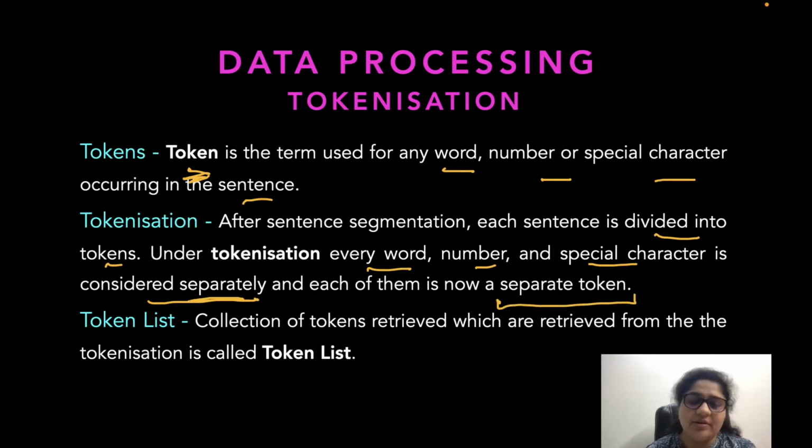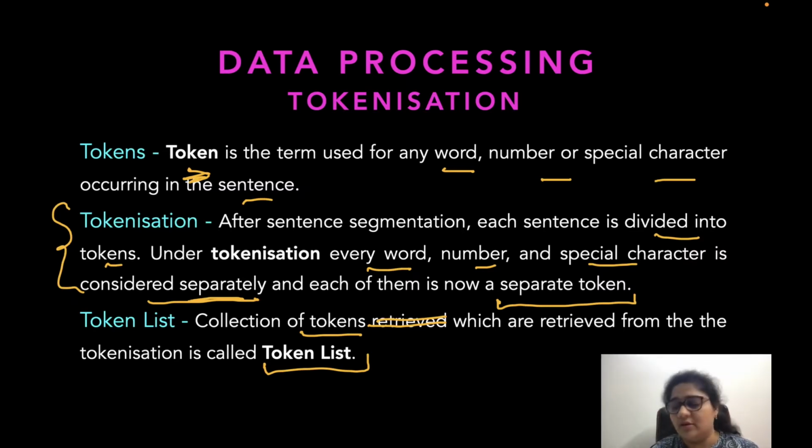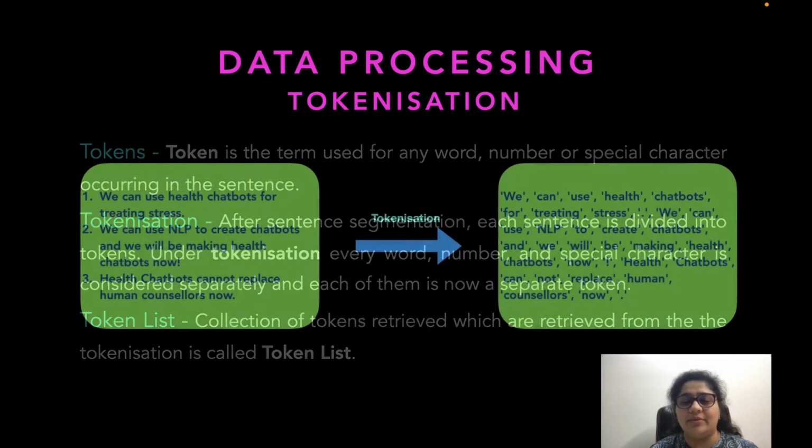Understood? And then the token list. Token list is a collection of tokens. After tokenization, we have got a whole bunch of tokens. The collection of tokens retrieved from tokenization is called the token list. I hope now the three terms are clear and the core step, tokenization, is also clear. Now we'll have a look at the example.